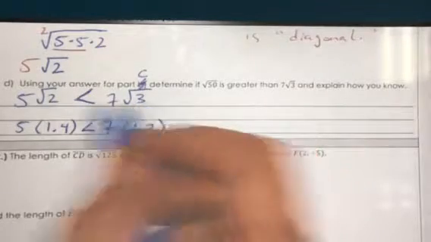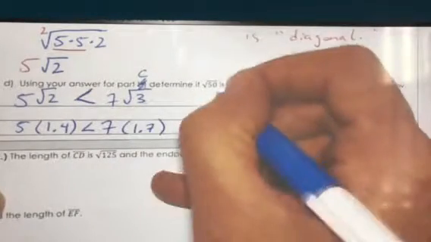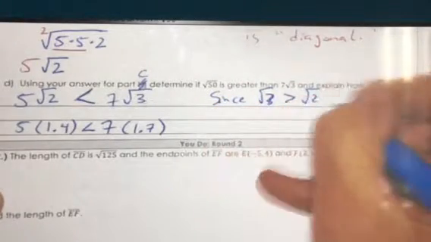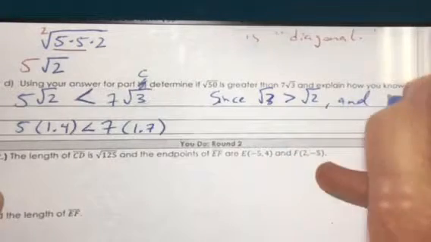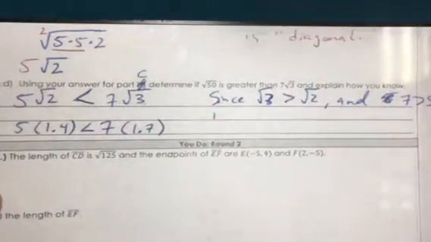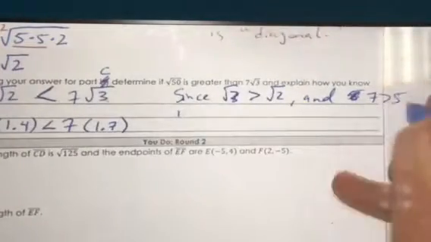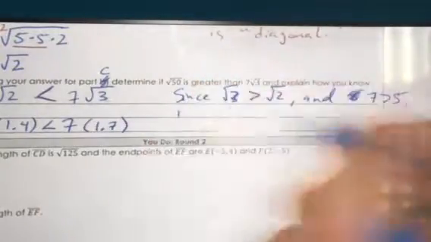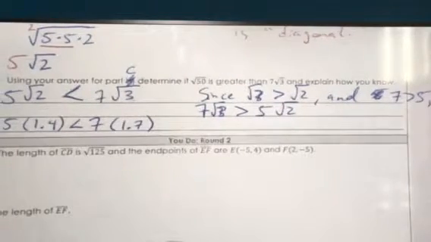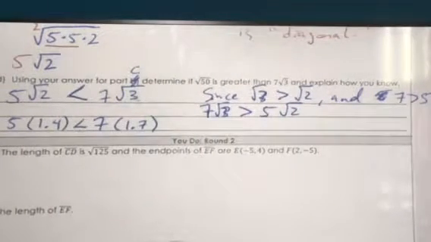Square root of 3 is more than the square root of 2. So since the square root of 3 is greater than the square root of 2, and 7 is greater than 5, seven times the square root of 3 is greater than 5 times the square root of 2. That's kind of a tricky one, but with practice, this is going to make sense. You're done with the do now. Great job.